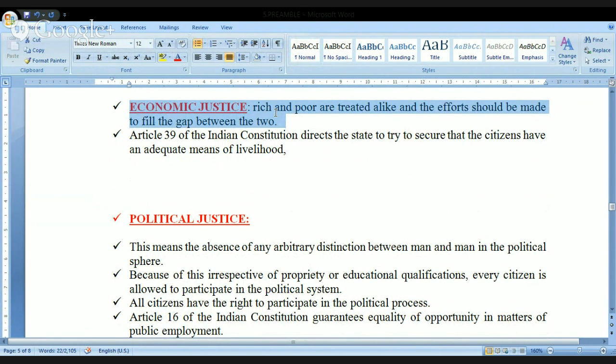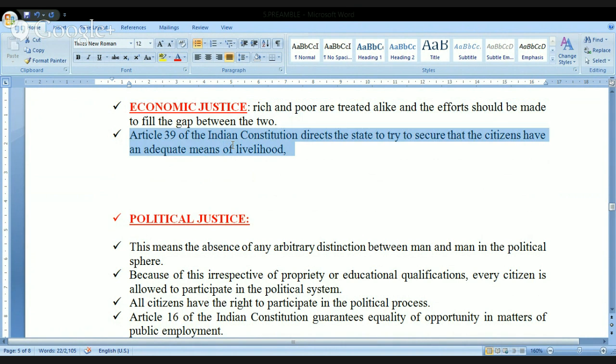Otherwise, even in India today, we say that the rich are becoming richer and the poor poorer. But the concept of economic justice says to reduce the gap. You fill the gap between the two. That's the basic idea. Article 39 of the Indian Constitution directs the state to try to secure that citizens have an adequate means of livelihood. Hence, it is the responsibility of the state, of the government of the day, to provide adequate means of livelihood to the people. That is the meaning of economic justice.